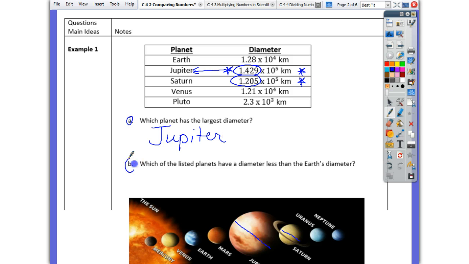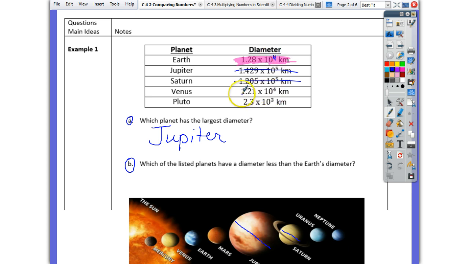Letter B. Which of the listed planets have a diameter less than the Earth's diameter? So now you gotta erase all this. Now we gotta look at the Earth. The Earth's diameter is right here. Which one has less than 1.28 times 10 to the 4th? Well, we have to look at the ones that have less than a 4. We know these can't be it because they're bigger. They've got the 5s. Now possibly the ones with 10 to the 4th power.